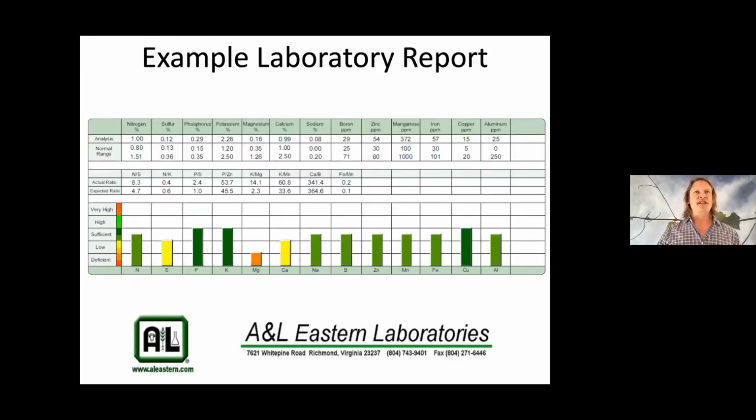Okay, so let's look at a sample report. This one's from A&L. This is an older report, Eastern Laboratories. There's Waypoint Analytical. I know you have your local labs you can use there as well. We get the report back from the lab for a petiole test, and it says that we're low in magnesium.